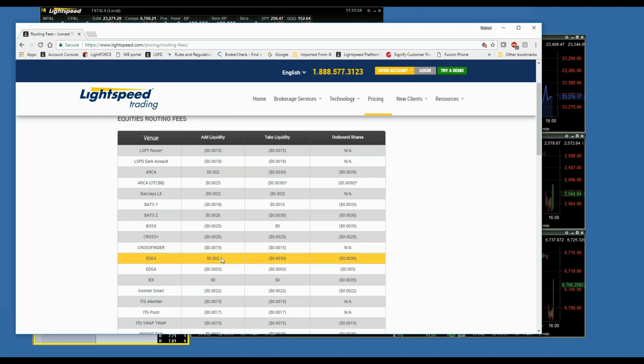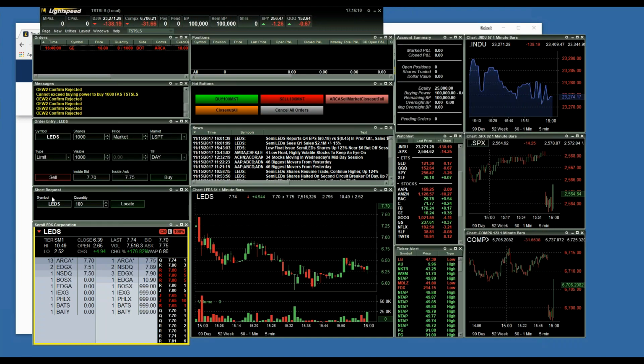The minimum funding requirement for the Lightspeed software is $25,000. We do offer a web trader version with mobile access for $10,000, but our advanced level 2 platform does require $25,000.